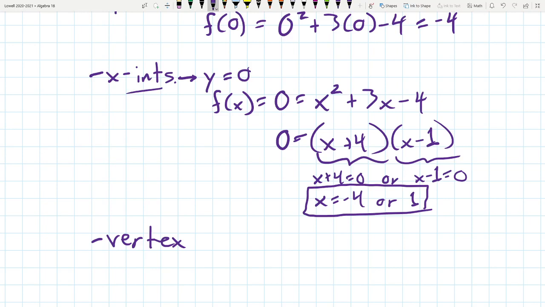The last thing we can find is the vertex. And remember, the vertex, this is something that a lot of people forget. Remember, the vertex has two pieces. It's got an x-coordinate and a y-coordinate. It's a point on the graph, so it should have both.